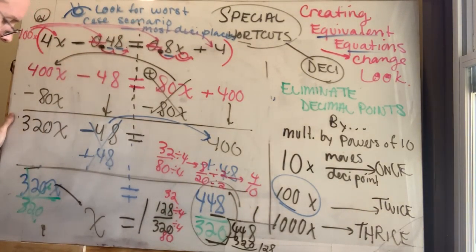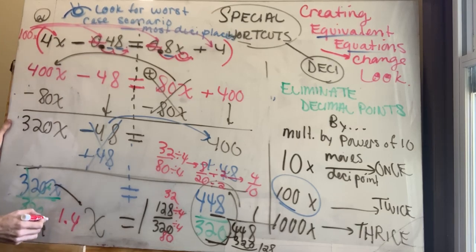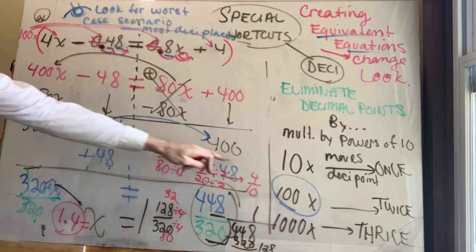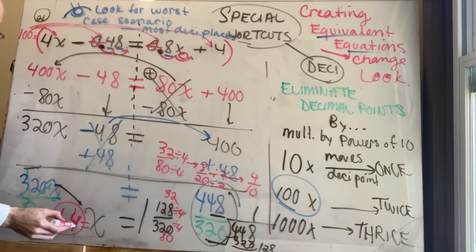Divide by 2 is 4 over 10. So what does that mean? It means 1.4. 4 tenths is a 4 sitting in the tenths place. 0.4.